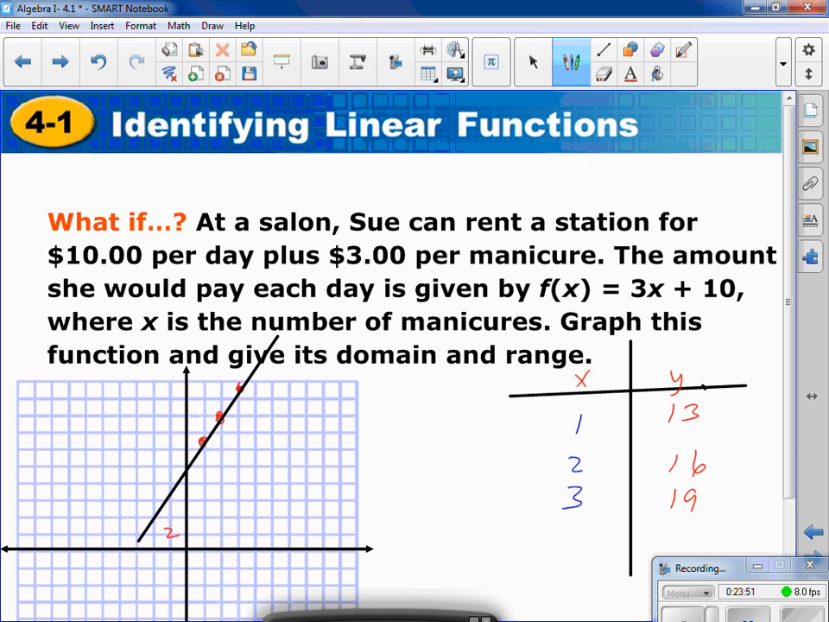Now, the domain is 1, 2, 3, 4, 5, 6, 7, and goes on forever. The range is 13, 16, 19, 22, 25, and so on.